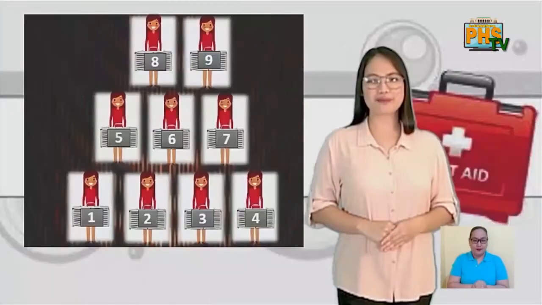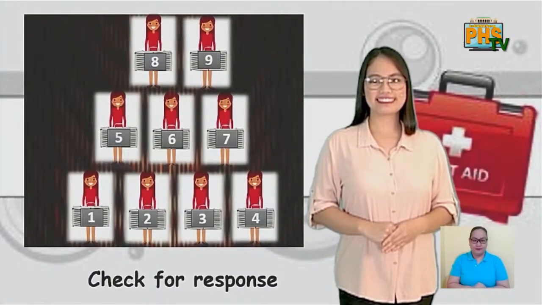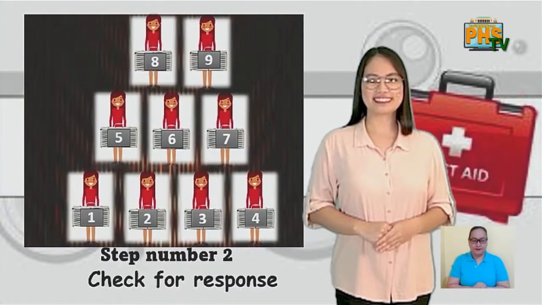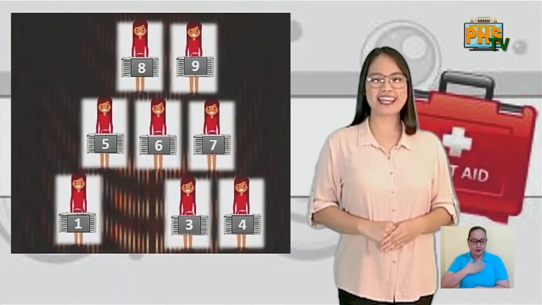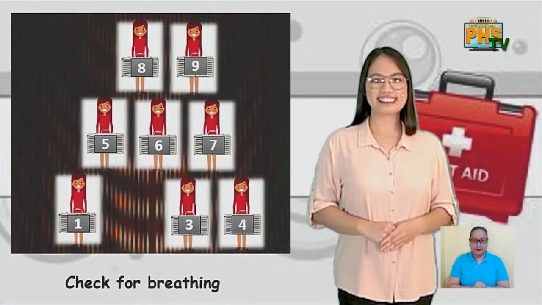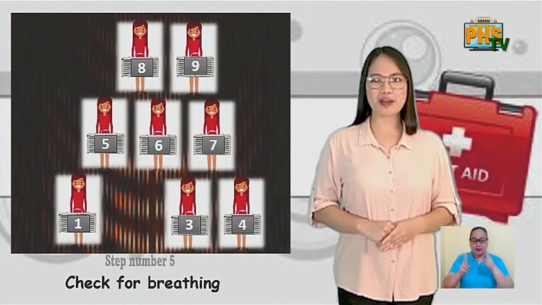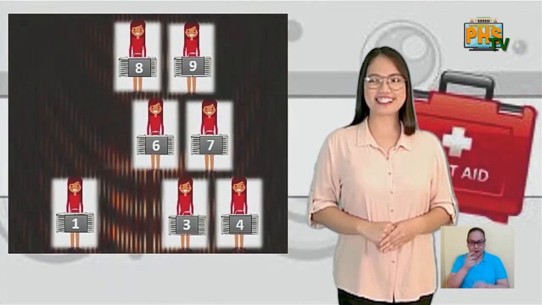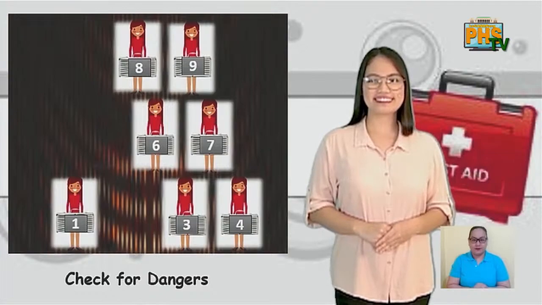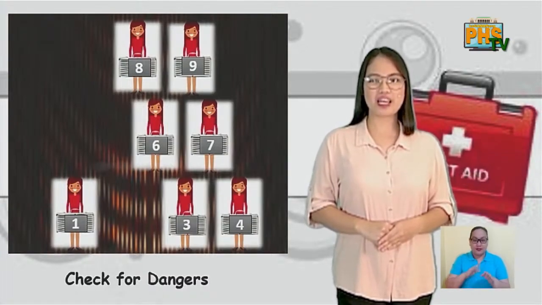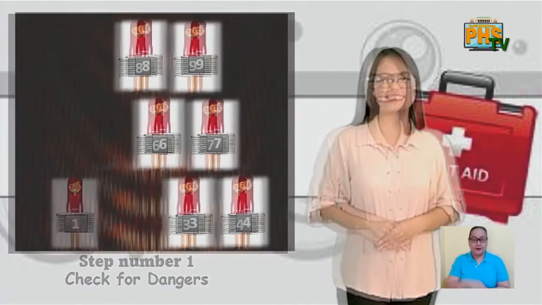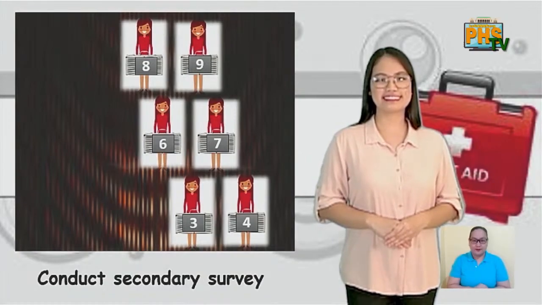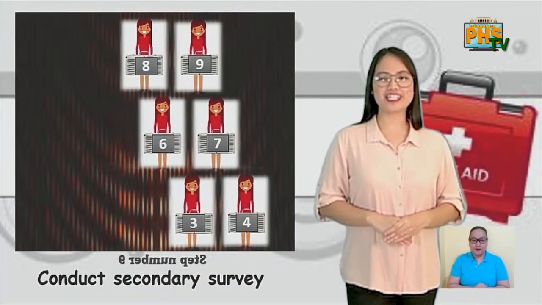1. Check for response. Awesome! The answer is step number 2. 2. Check for breathing. Stupendous! The answer is step number 5. 3. Check for dangers. You are right! It is step number 1. 4. Conduct secondary survey. Way to go! The answer is step number 9.